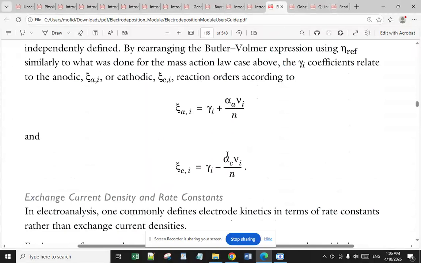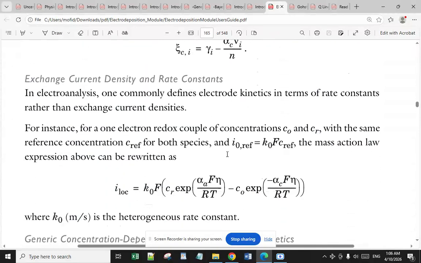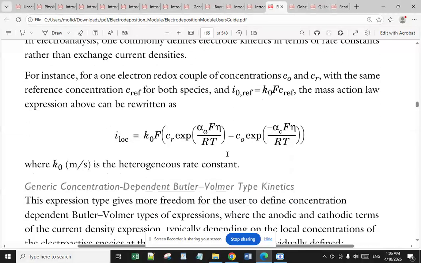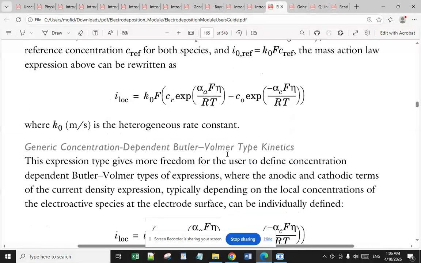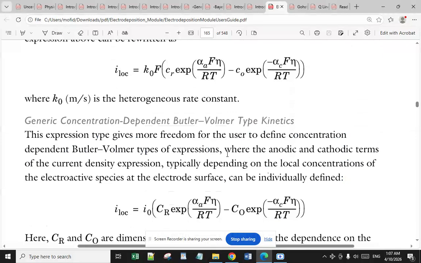The lambda i coefficients relate to the anodic and cathodic reaction orders according to the blue formulas. Now I want to talk about exchange current density and rate constants. In electroanalysis, one commonly defines electrode kinetics in terms of a rate constant rather than exchange current densities. For instance, for a one electron redox couple of concentrations CO and CR with the same reference concentration C reference, for both species, the mass action law expression above can be written as the blue formula, where k0, in meters per second, is the heterogeneous rate constant.